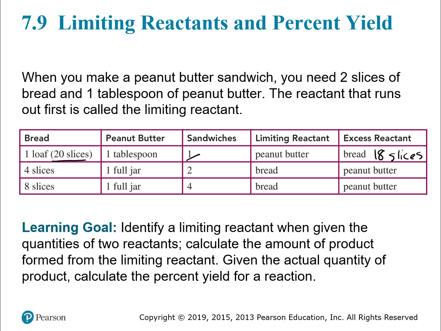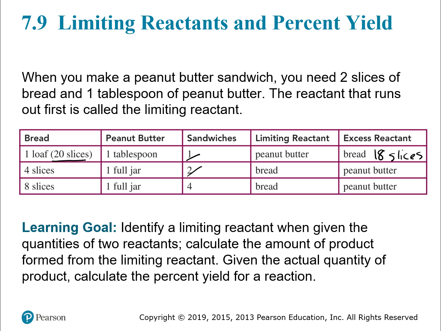If you flip it, and you only have 4 slices of bread and a full jar of peanut butter, you can still only make 2 sandwiches, because each sandwich requires 2 slices of bread. You make them 2 sandwiches, you still got a whole jar of peanut butter. Now, in my opinion, you still got a meal, because peanut butter is great.